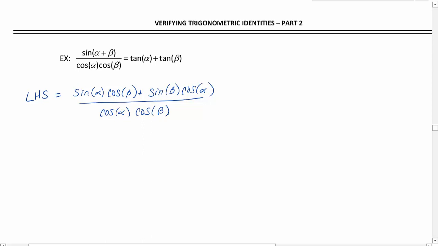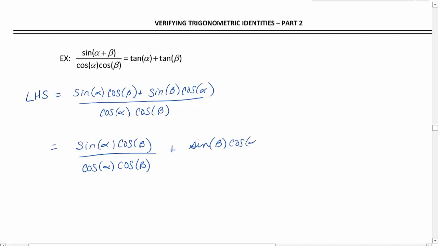Well, we need this to simplify from a fraction to not a fraction anymore. So we want to split it up into 2 separate fractions with a denominator of cosine alpha cosine beta. That's sine of alpha cosine of beta over cosine of alpha cosine of beta plus sine of beta cosine of alpha over cosine of alpha cosine of beta. Now let's see what simplifies.